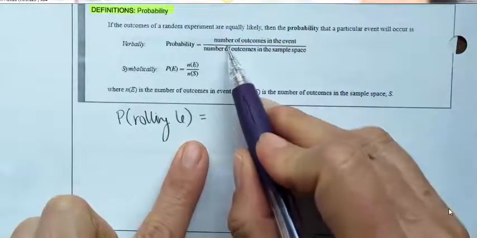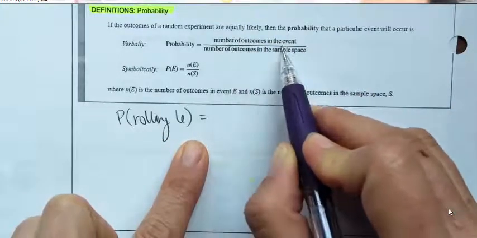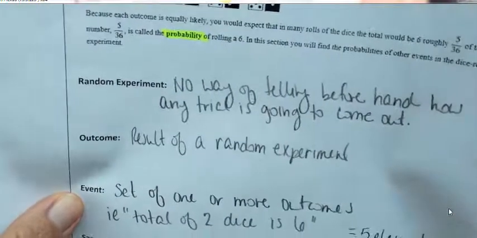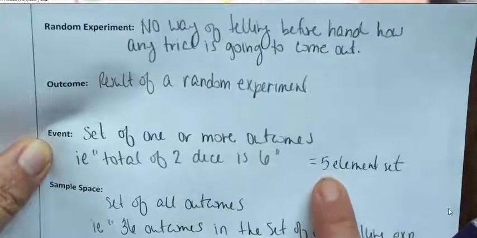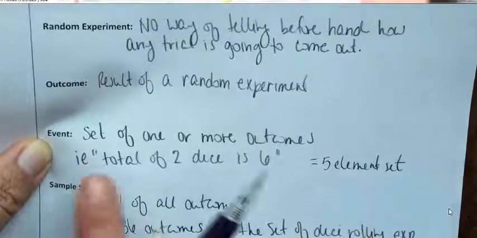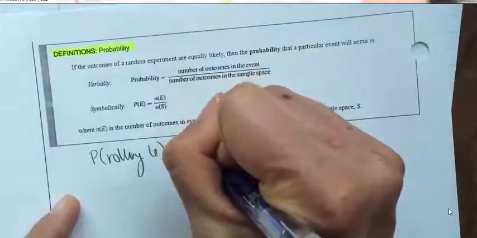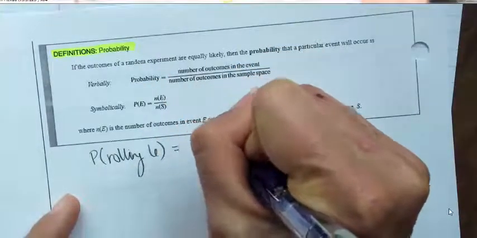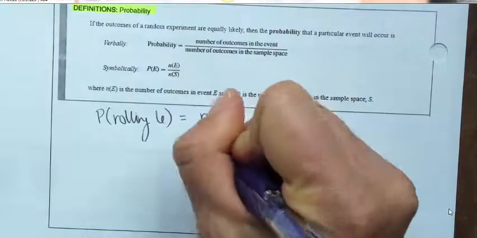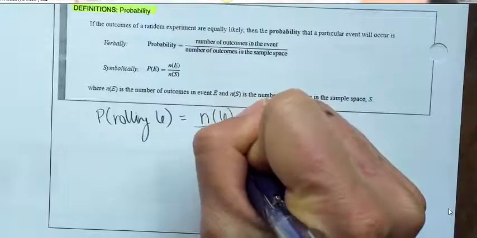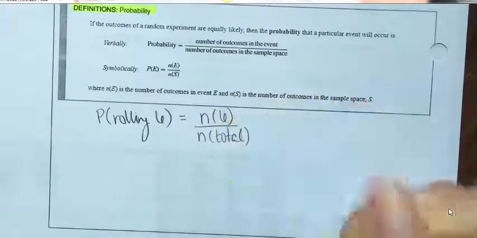Now, I'm going to say it's the number of the outcomes in the event. Well, in our event, the number of outcomes was 5, right? We had a 5-element set for our event. So this is the number of outcomes where I actually got a 6, out of the total number. So that's how probability works.